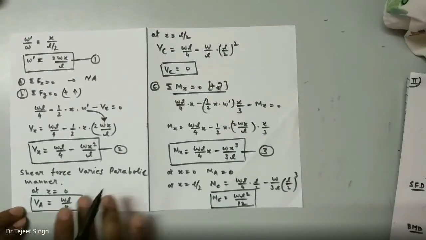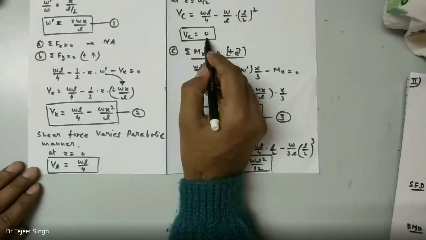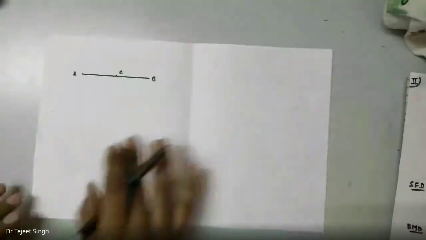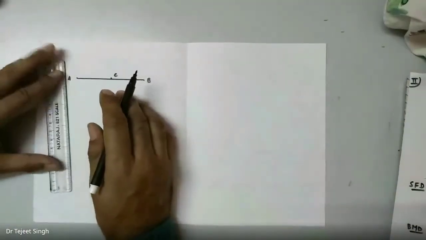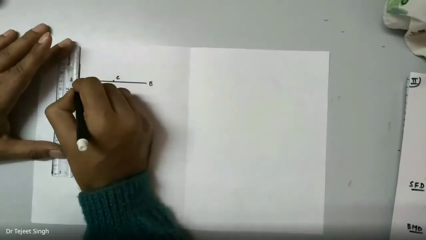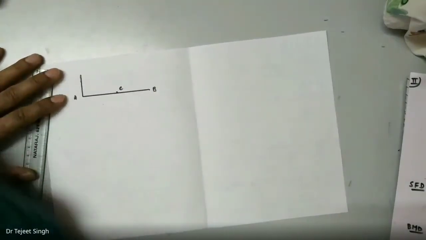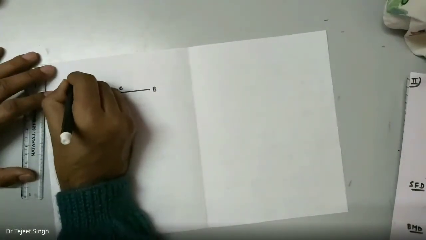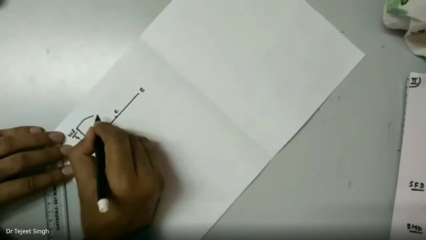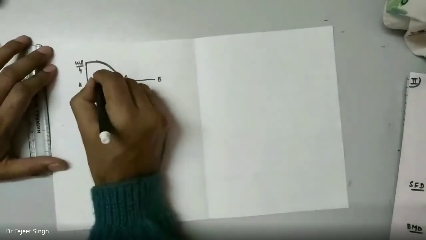Okay. See the values. So at point A, it is WL by 4, and at point C it is 0. Okay, and it is varying in a parabolic manner. So इसको मैं ऐसे बना सकता हूँ. See this. At point A, first I mark the value. So this value is WL by 4 and C पे 0 है, and I connect with a parabolic curve like this. Like this. So this is positive.